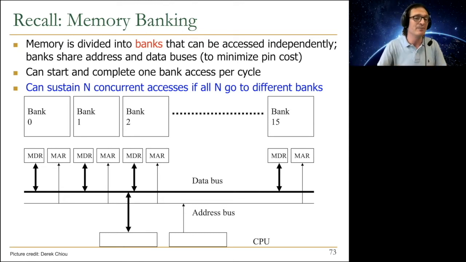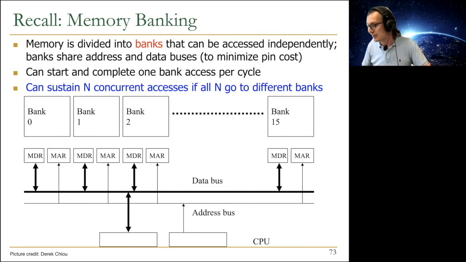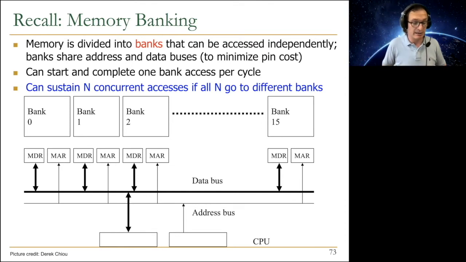But in DRAM, as we discussed in the SIMD lecture, you can start and complete one bank access per cycle, and you can sustain n concurrent accesses if all n go to different banks. And we said basically, if your memory access latency is 11 cycles, you need 16 banks to ensure that you can get one word per cycle throughput. But of course, this is true if your memory accesses go to different banks, right?